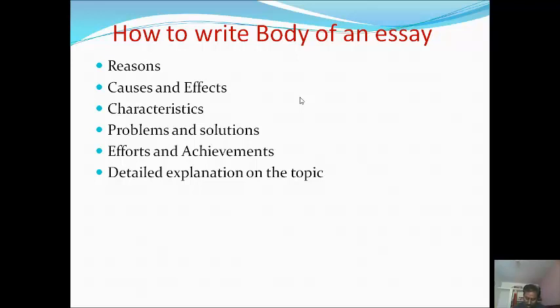It is important to write and organize 2 to 3 full body paragraphs to properly develop it. Okay, what do we include in the body of an essay? We include reasons, cause and effects, characteristics of any particular person or object, and problems and solutions of any one statement. Next, efforts and achievements, depending on the nature of the essay. Then detailed explanation on the topic. So in the body of an essay, depending on the nature of the essay, we have 6 types of essay, right? Based on that, we pick up the different types of paragraph. The body should support other paragraphs and development to the point.